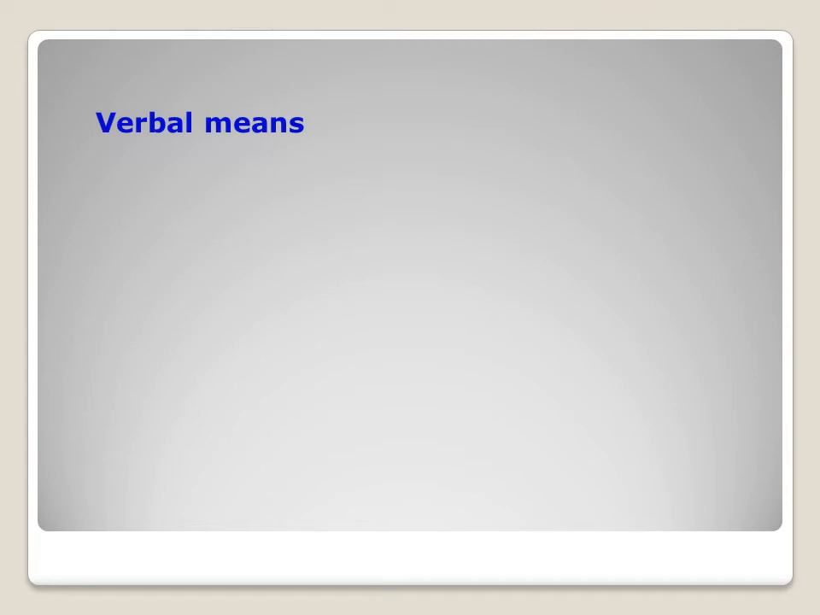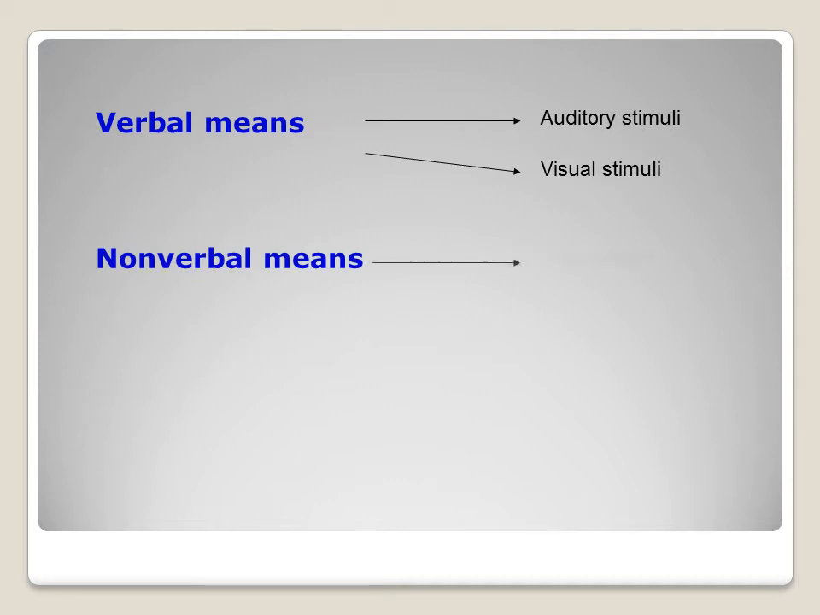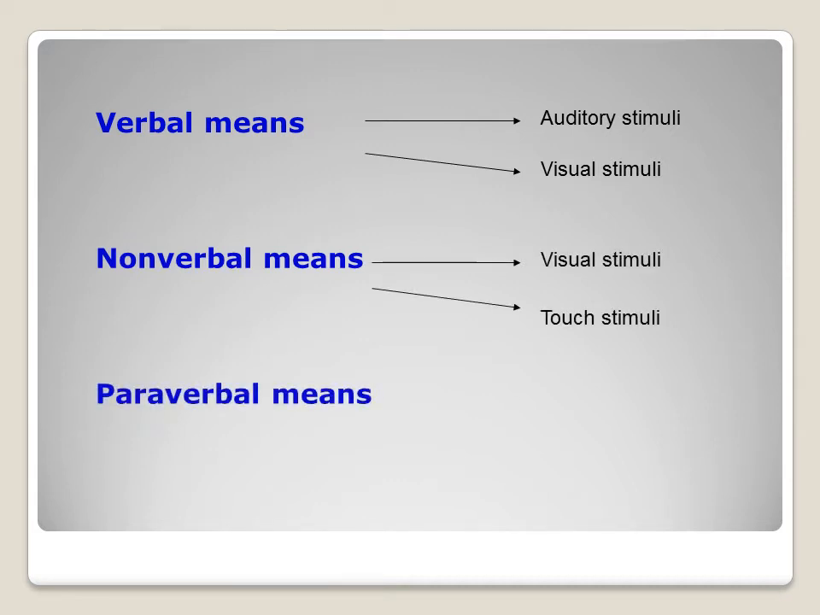Verbal means are produced and received in form of auditory stimuli, oral language, visual stimuli, written language or signs. Non-verbal means are expressed with visual stimuli or touch stimuli, like in braille, whereas paraverbal means are expressed with auditory stimuli.